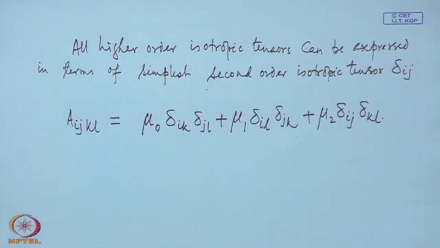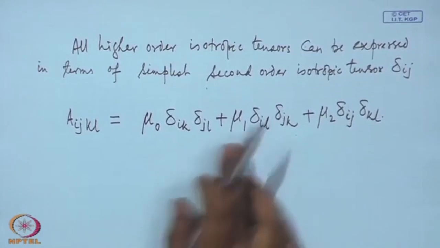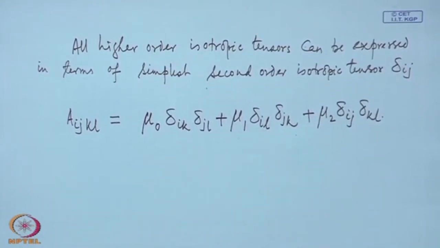And what is the result of that? If we apply it here, that it is symmetric in I and J, we can interchange I and J and K and L. What does it mean then? If we interchange I and J, look at the right hand side. What is the meaning or significance of that?